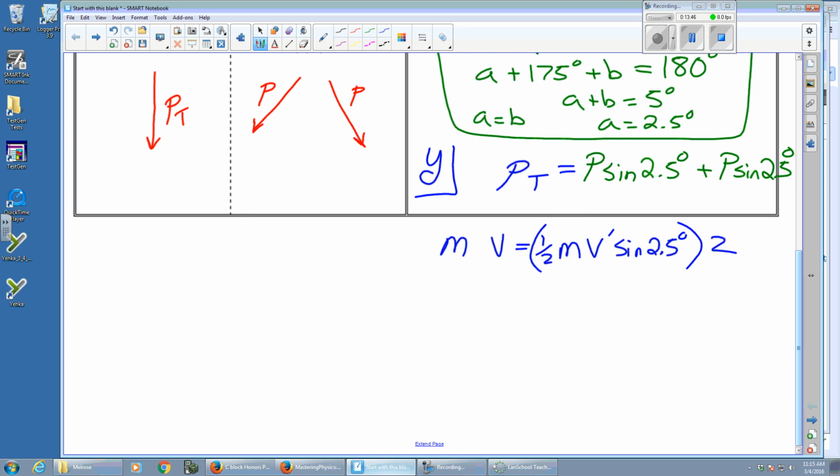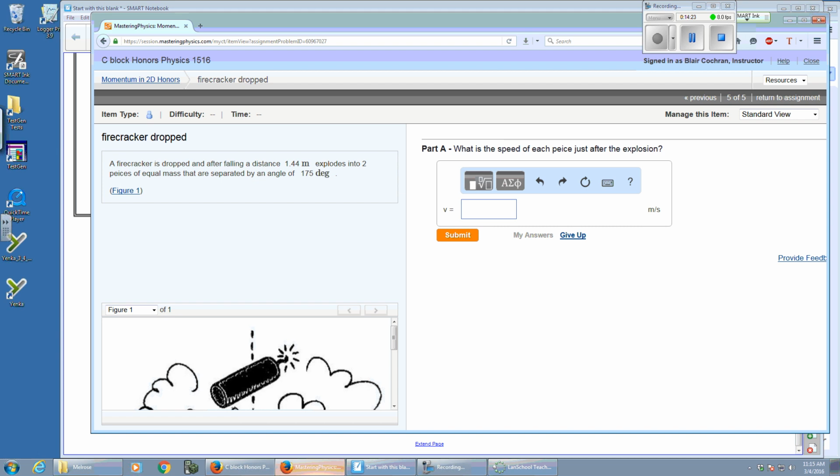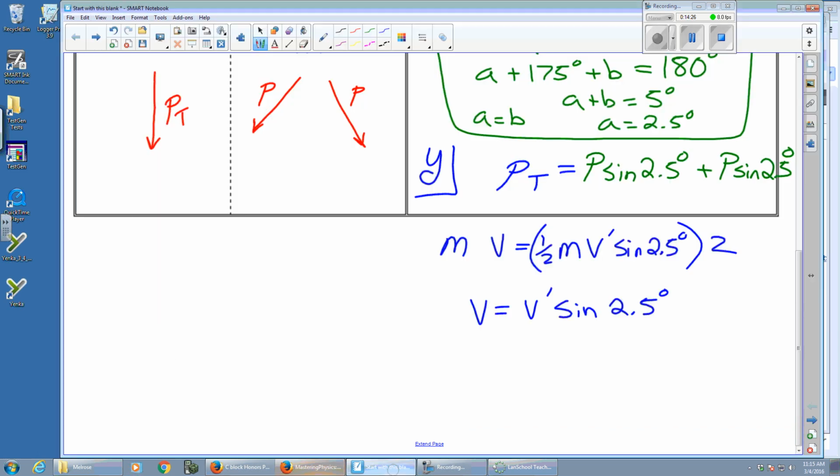Anything cancel? Anything simplify? If you multiply the 2 inside, that gets rid of the half, and then it's divide both sides by half. Well, I could do it then. I could do it before too, right? So the m's are going to disappear, and the 2 times a half will make 1. So the velocity before equals v prime, the velocity afterwards, times sine of 2.5 degrees. Do they tell me my velocity beforehand? No. Oh, I got to find that out though. Okay.